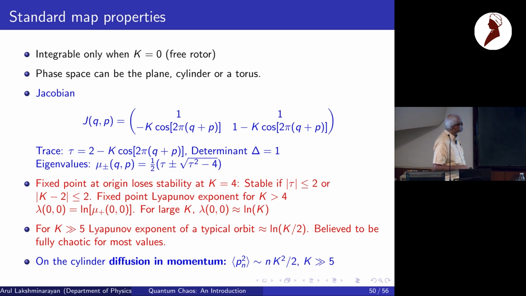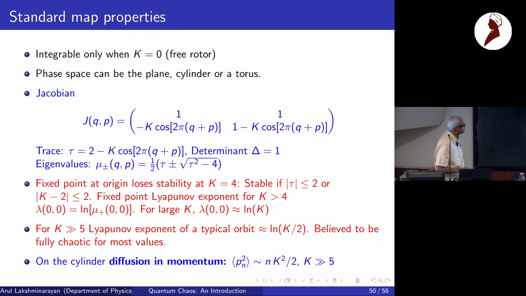So you can see from this that since the trace is just 2 minus k, this is the condition for the fixed point at the origin to be stable. And therefore, if k is considered to be positive for us, we can also go negative, but let's take k to be positive, then it remains stable till k equal to 4.